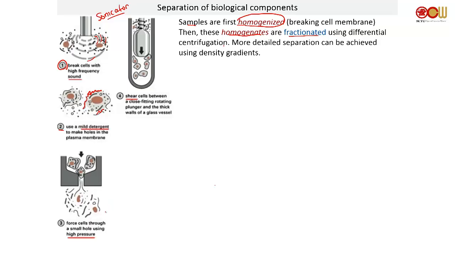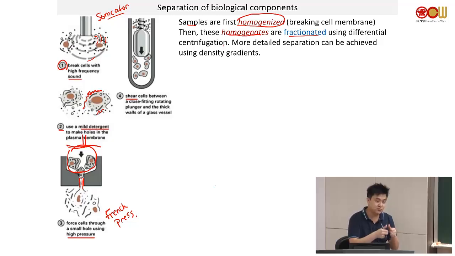The third type is called the French press. Essentially, it's also just a mechanical way to break the cell. You load the cell into a chamber up here, and you have a piston right here that presses the cell really, really hard. And then here, you have a very, very narrow hole. As you press it really hard into a very narrow hole, your cell gets lysed. It pops it open. So this is the French press, and you can also do a lot of cells using the French press.